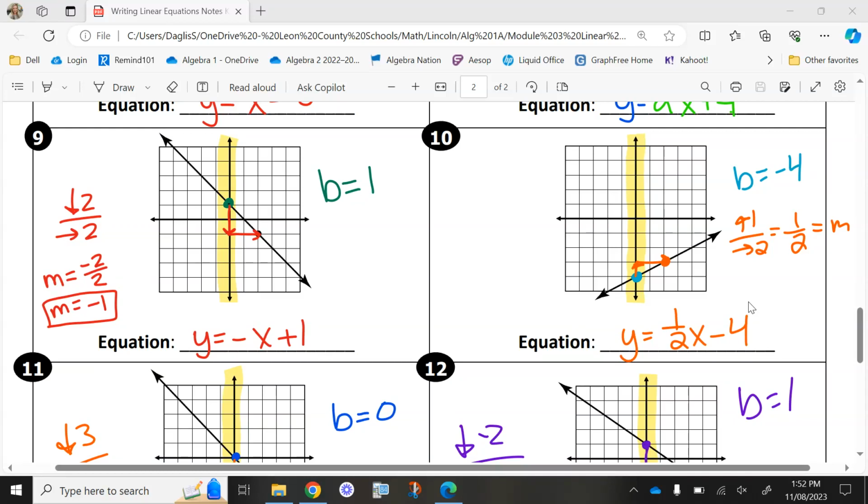Okay, so my last video cut off in the middle of number 10, so I wanted to show you the notes and explain. So we have a b value of negative 4, and then our slope we saw went up 1 and over 2, so our slope is going to be positive 1/2.